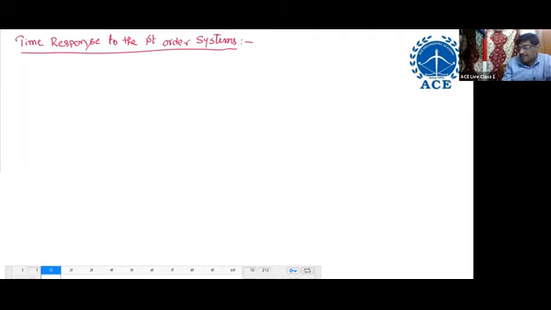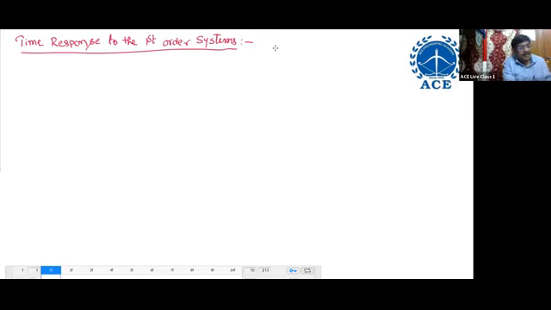First order system responses are very easy. Generally, the questions they used to ask are from second order systems. 90% of the questions in the time domain analysis are from second order systems. Okay. Time response to first order system.